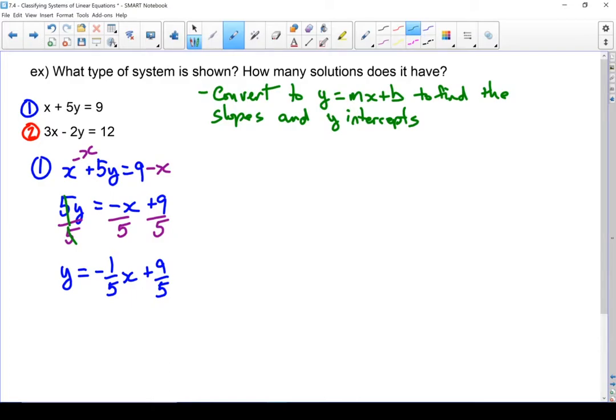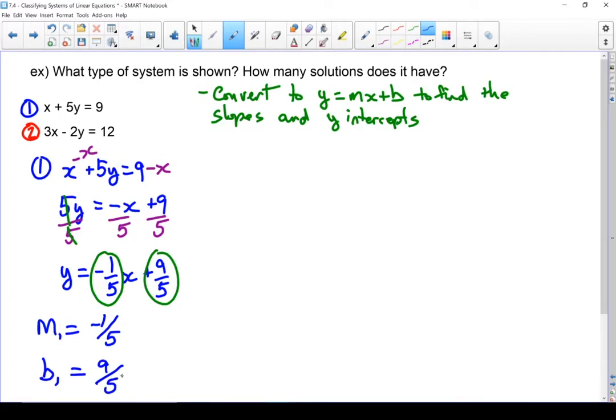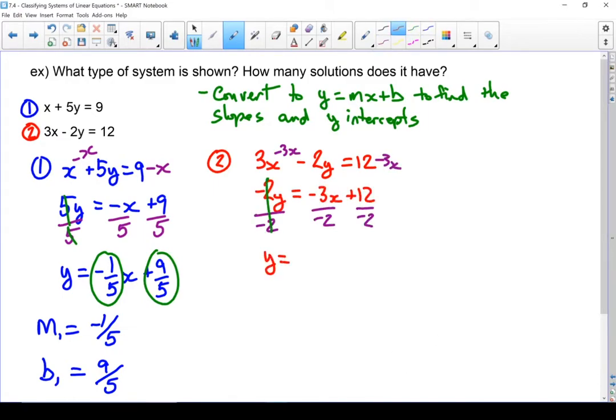So from this, we need our slope and we need our y-intercept. Our slope of line 1 is negative 1/5. Our y-intercept of line 1 is 9 over 5. Okay, that in itself isn't terribly useful until we do the same thing on our second equation. Let's convert it to y equals mx plus b form. I've got it in y equals mx plus b form. My slope of line 2 equals 3/2, and my y-intercept for line 2 equals minus 6.